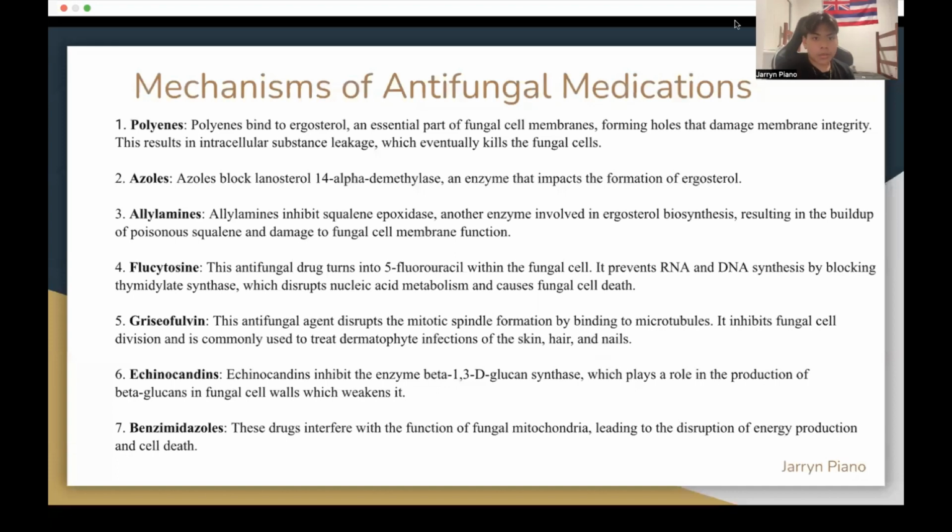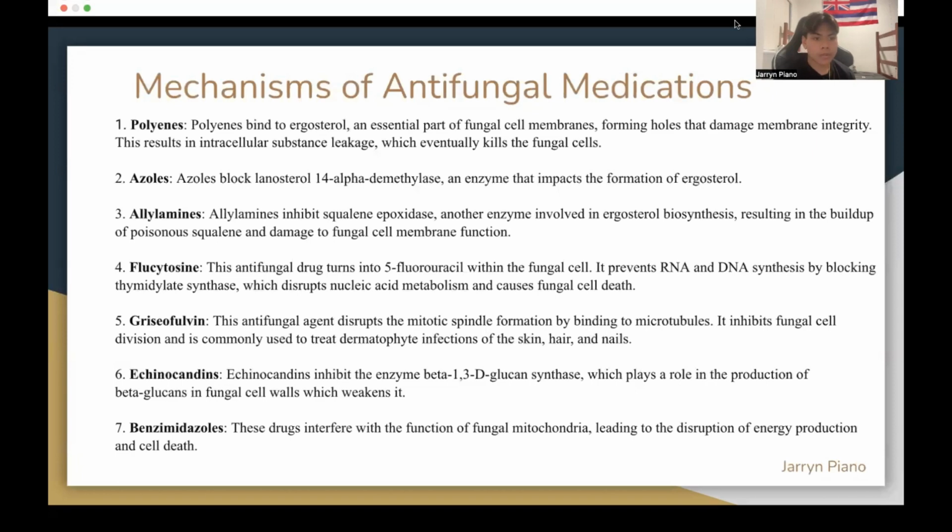So these are the most common antifungal medications. First off, you have polyenes. Polyenes bind to ergosterol, which is an essential part of fungal cell membranes, forming holes that damage membrane integrity. This results in intracellular substance leakage, which eventually kills the fungal cells.